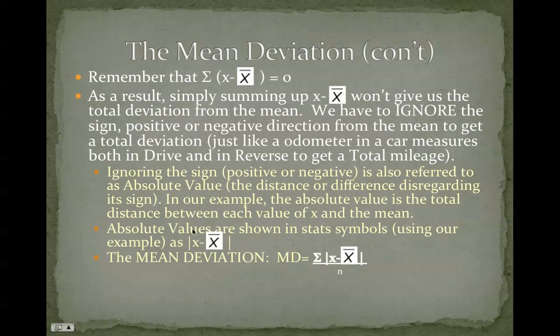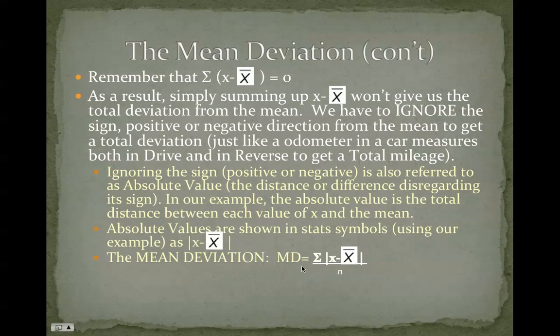So the absolute values are shown in the statistic symbols using simply bars. So x minus x bar, and then these two vertical bars here establish that you are looking for absolute values. So when you see these two bars here, that means ignore the sign that this gives you. If this gives you a negative number, ignore it. I only want the positive number.